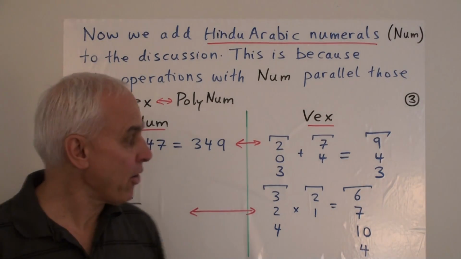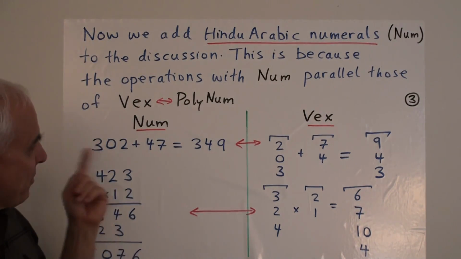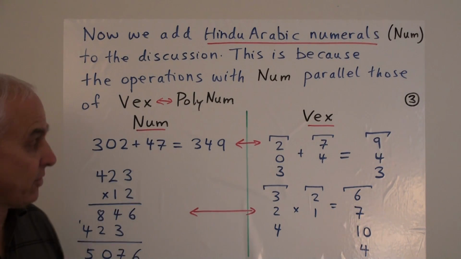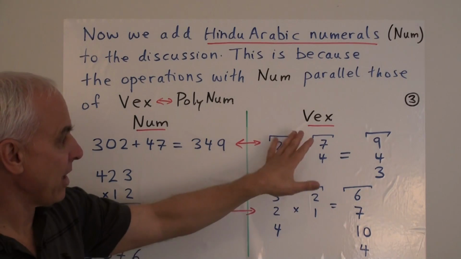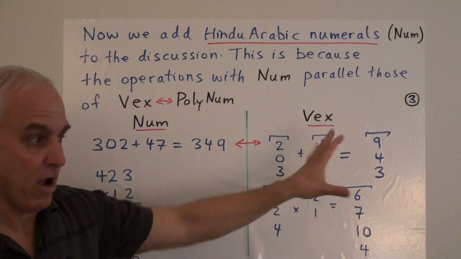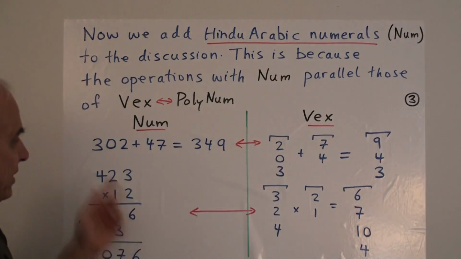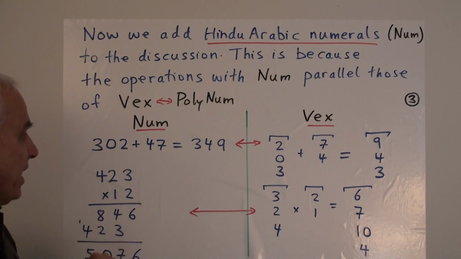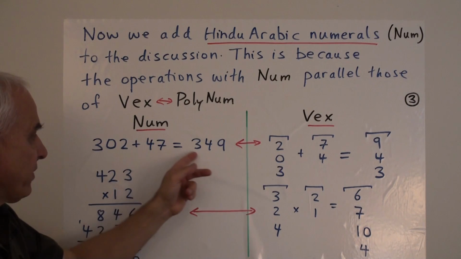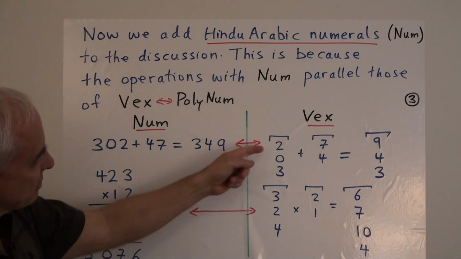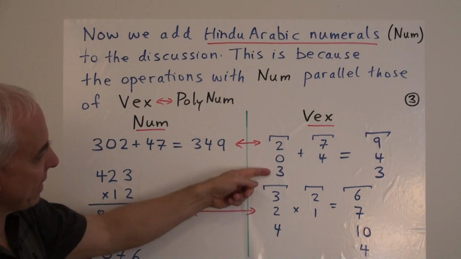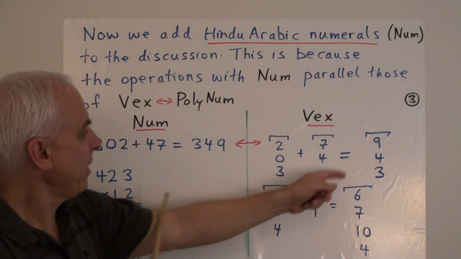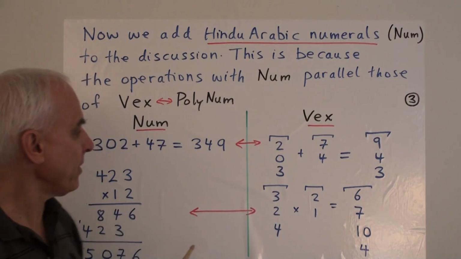And we're going to take our direction from the parallel that exists between arithmetic with Hindu Arabic numbers and arithmetic with Pali numbers, or now also vexils. And that's illustrated with these two examples. Here we have an addition of ordinary numbers. 302 plus 47 is 349. And correspondingly over here we have the Pali numbers 203 plus 74 equaling 943.